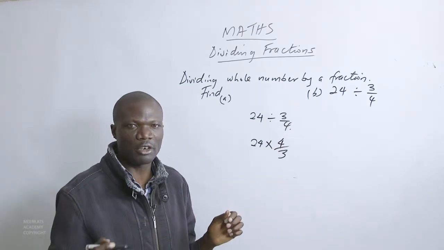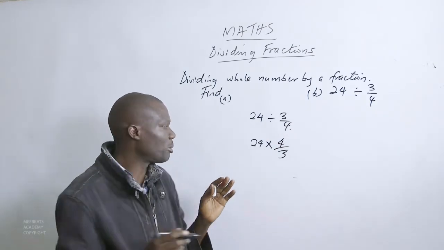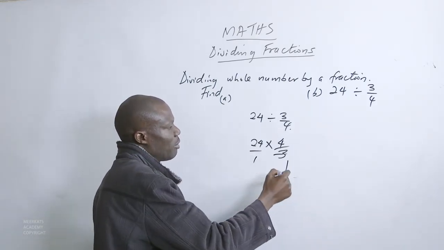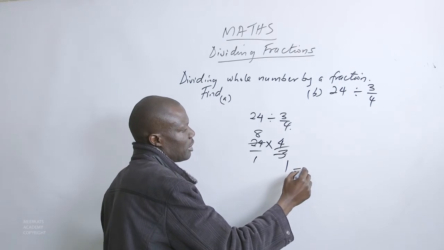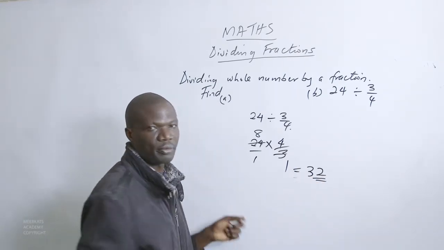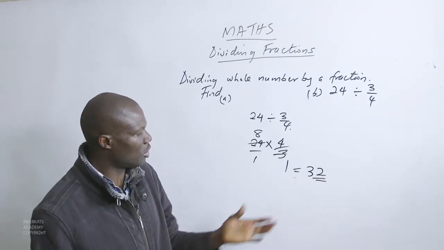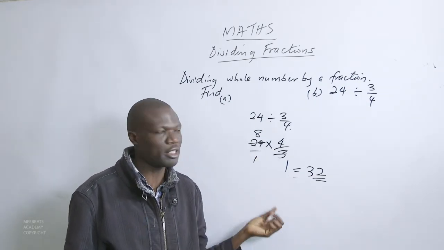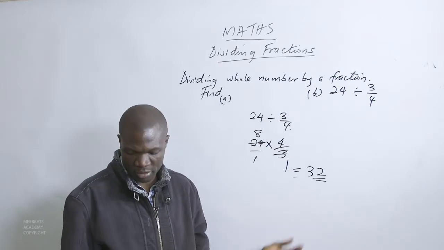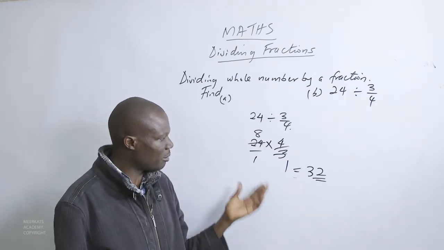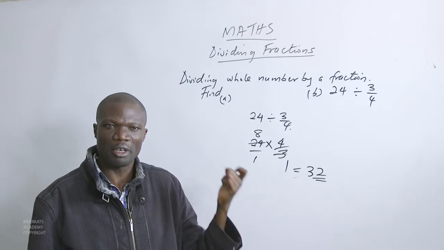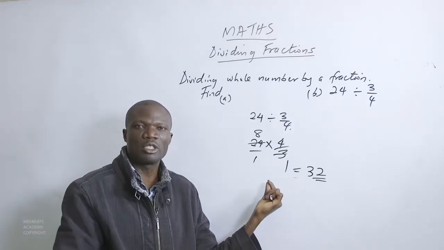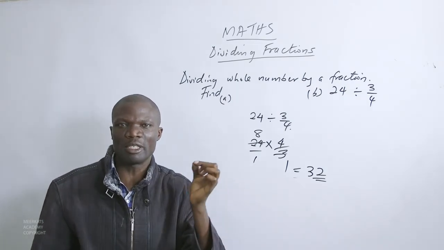Now here we shall notice that there is a possibility of cross cancelling, where we have diagonal cancelling, that is by 3 here is 1, by 3 here is 8. This one gives us 32. So in this particular case, we've found that 24 divided by 3 over 4 is the same as 24 multiplied by 4 over 3, which gives us 32. And remember to keep your answer as simple as possible. That's why in this particular case, we have to cancel. This is just to simplify and leave your answer in its simplest form.